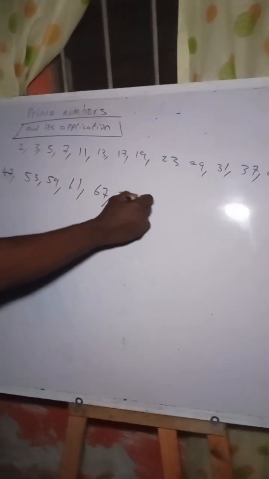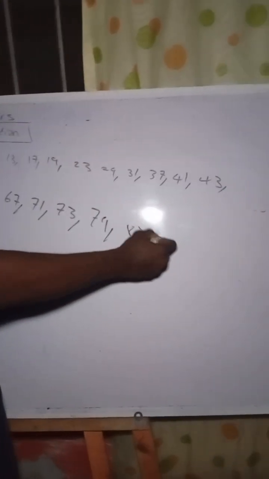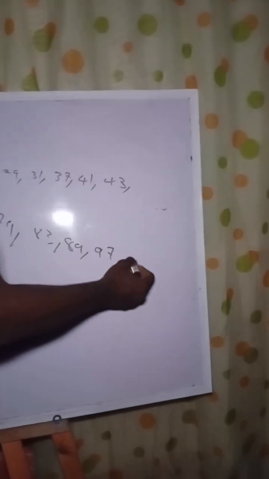43. We have 47, 53, 59, 61, 67, 71, 73, 79, 83, 89, and 97. Etc. There are still many more.